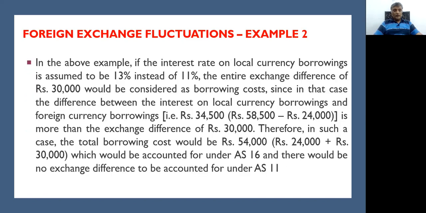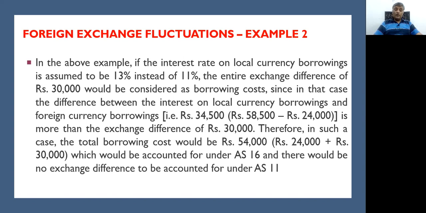Okay. Now, if I do a similar problem in the above example, if the interest rate on the local currency borrowing is assumed to be 13% instead of 11%. Now, in the last problem, we assumed 11%. Now, if I assume it is 13%, the answer would be slightly different. Now, what is the exchange difference? It is just 30,000, correct? There is no difference in the exchange difference. From 45, it has become 48. So 3 rupees into 10,000 is 30,000 rupees. That's the entire exchange difference.